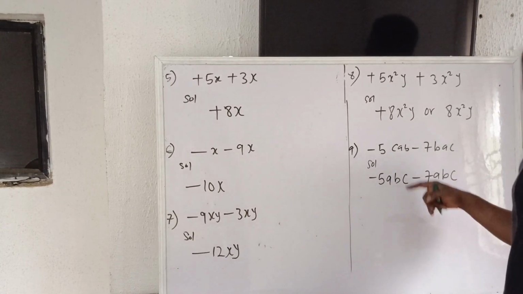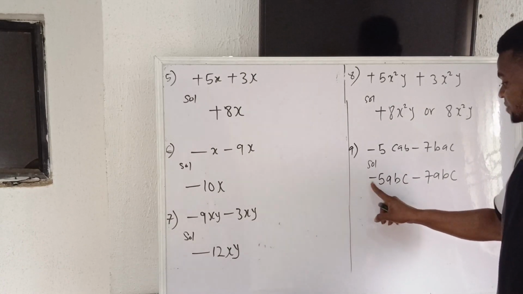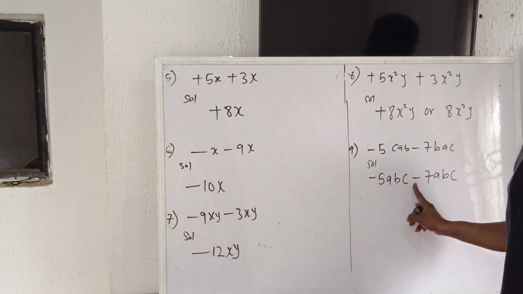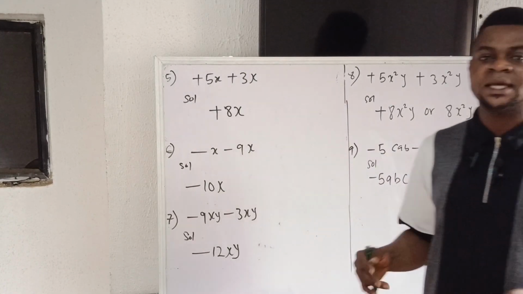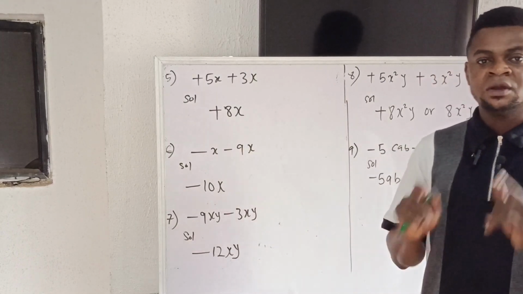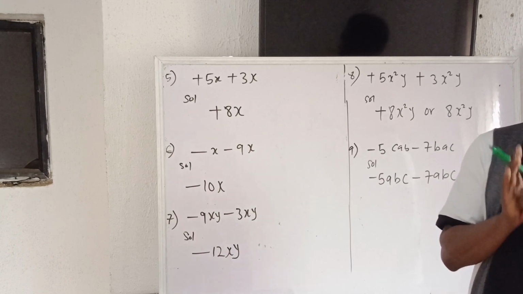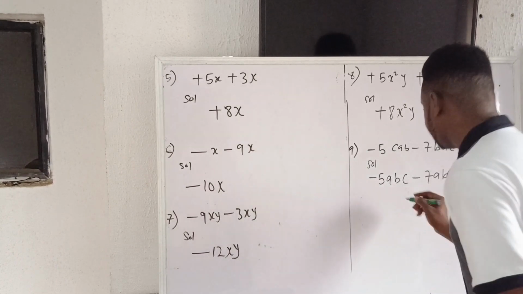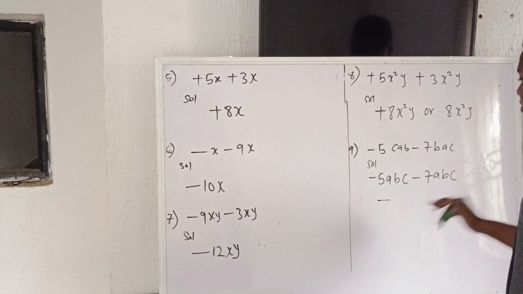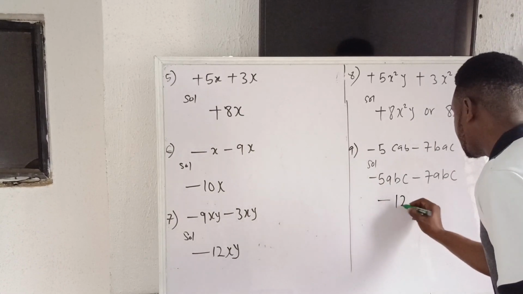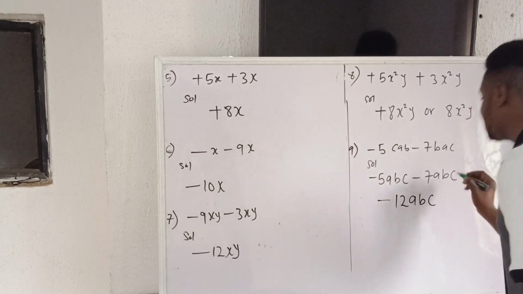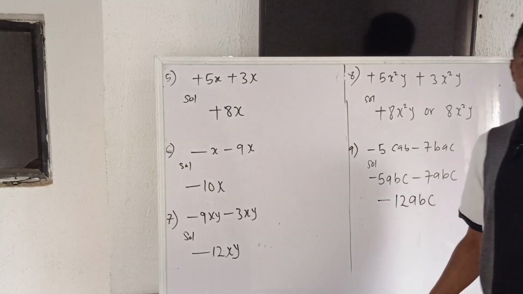So the next thing is for you to identify the signs. Sign for this is minus, sign for this is also what? Minus. That means they both have the same signs. And in algebraic expressions, whenever they have the same signs, you pick one of the similar signs and add both numbers together. So I'll pick one of the similar signs, which is minus. 5 plus 7 gives us 12. Then I have ABC. This is very easy and very simple.